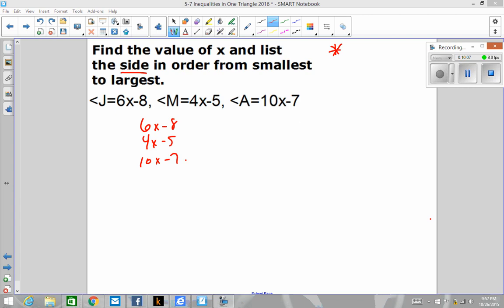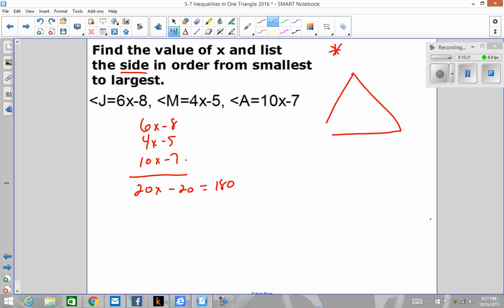All right, so you can see here I started the process. I lined up everything. By lining up everything like this, I can easily go 20x minus 20 equals 180. I can combine my like terms easily. And these are all the angles of a triangle. So let's look here. We've got angle J, A, and M. Okay, so I add 20 to each side. So 20x equals 200. X is equal to 10.